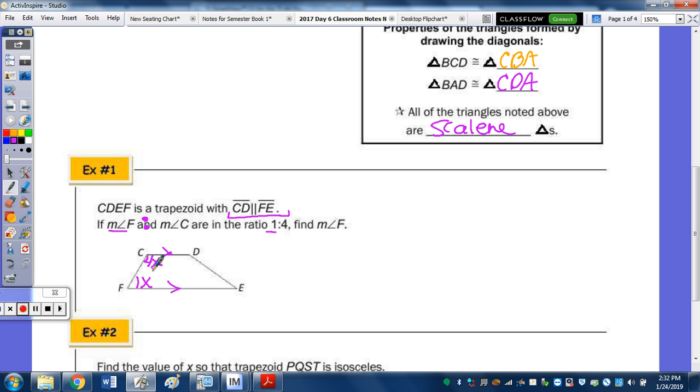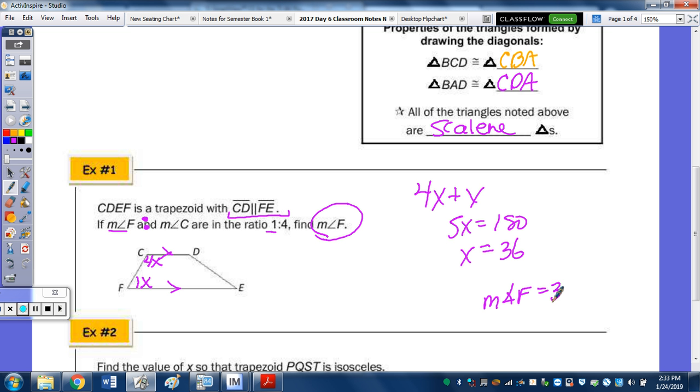Supplementary. So 4x plus 1x, or 4x plus x, is 5x equals 180. Divide 180 by 5 and x is equal to 36. Find the measure of angle F. Well, F was the 1x. So you just want to make sure you go back to the question, and it's the measure of angle F is equal to 36 degrees.